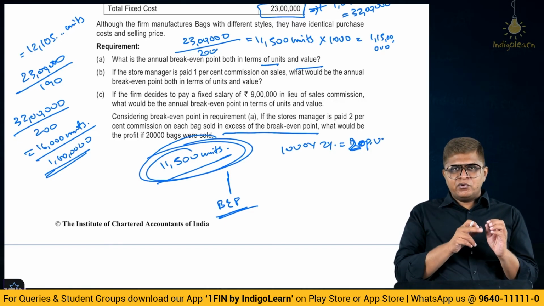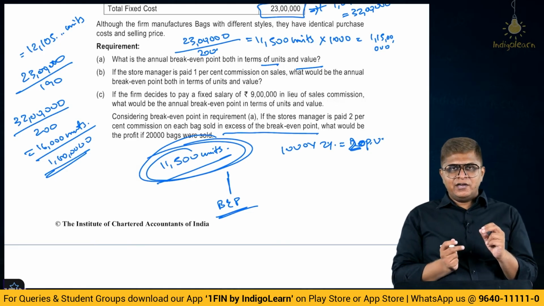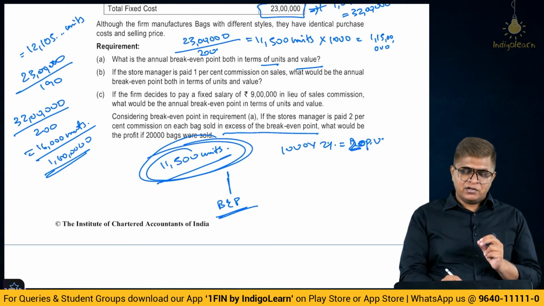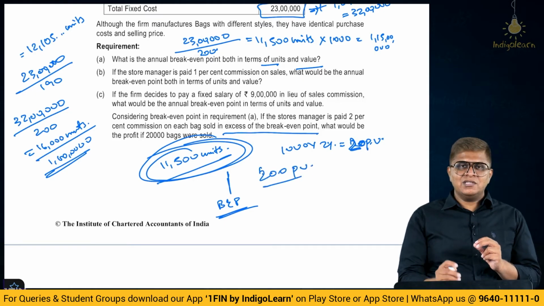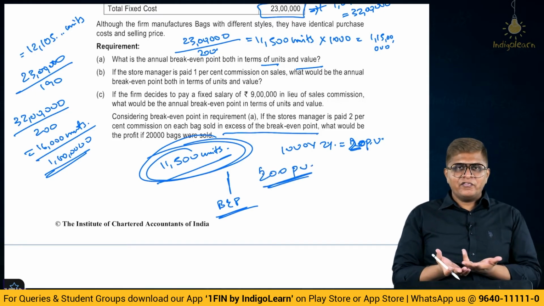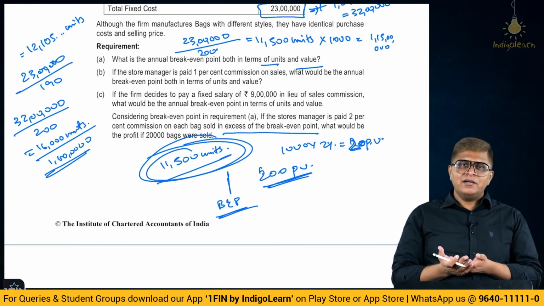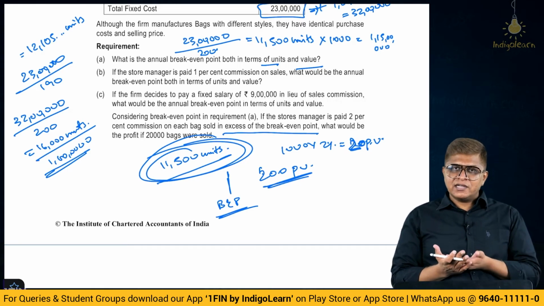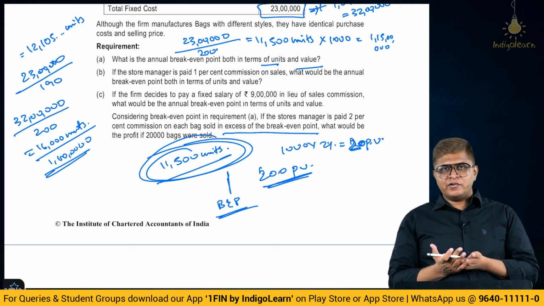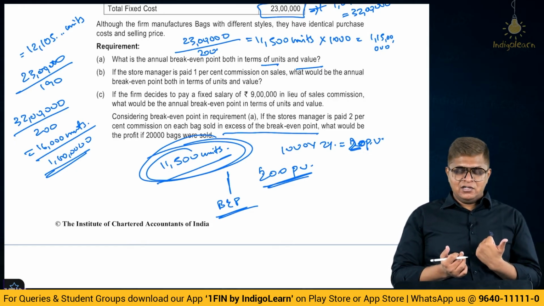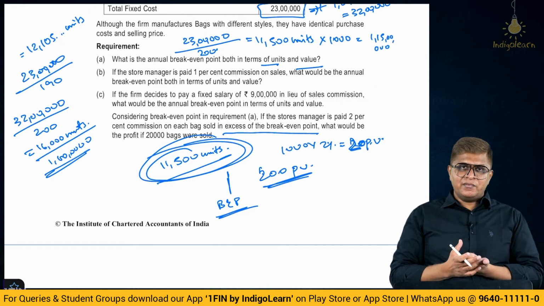Now, every unit additionally that we sell, we are going to generate how much contribution? We are going to generate a contribution of 200 per unit. Now, this ideally will only be my profit directly. So every additional unit that we sell will become our profit, because fixed cost is completely recovered. So that will be the easiest way of computing.